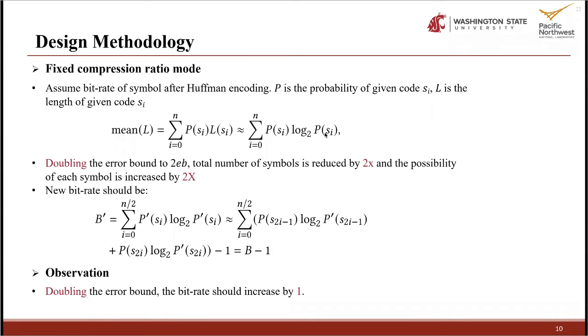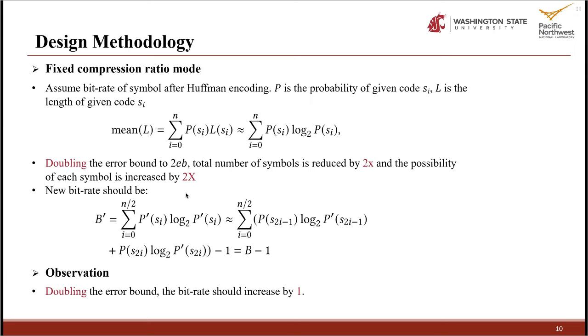Then I will talk about the fixed compression ratio mode. In this step, we need to estimate the bit rate of symbols after Huffman encoding. After we get the bit rate, we can calculate the compression ratio. High bit rate means low compression ratio. So given a codeword S_i, its length is L_Si, its probability is P_Si. We want to get the average bit length, so we do it by summation over the multiplication of codeword probability and its length.